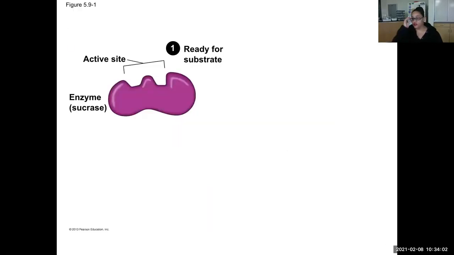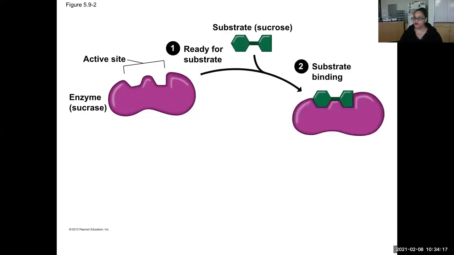So this is just an overview of enzymes. You have the enzyme. In this case, it's called sucrase. Remember, enzymes end in ASE. And the active site is that top part there. It's ready for the substrate. The substrate is the key. In this case, it's sucrose. Sucrose is the carbohydrate or the sugar.